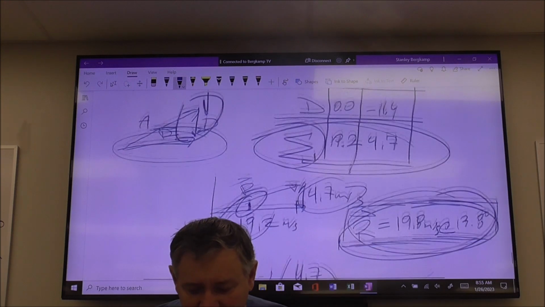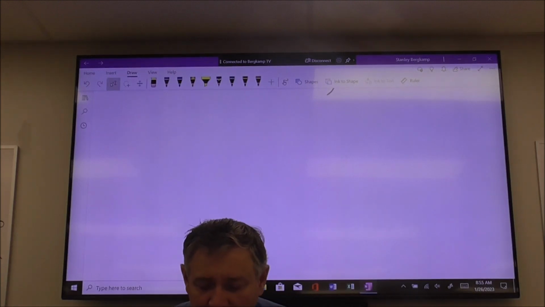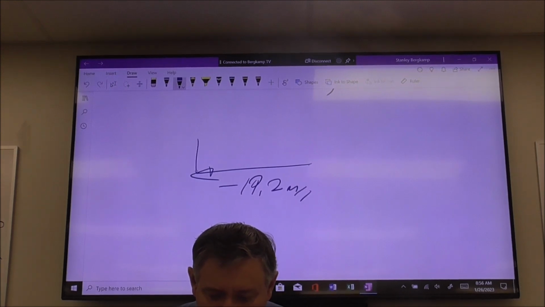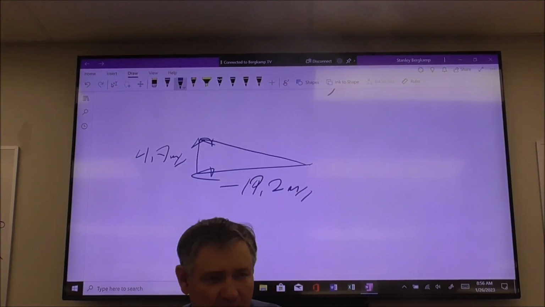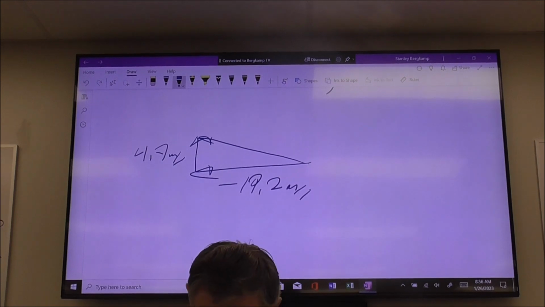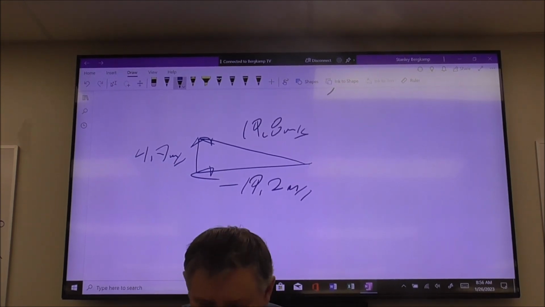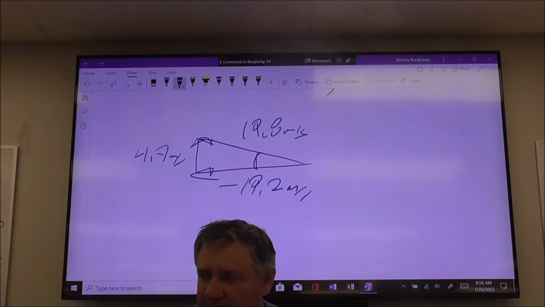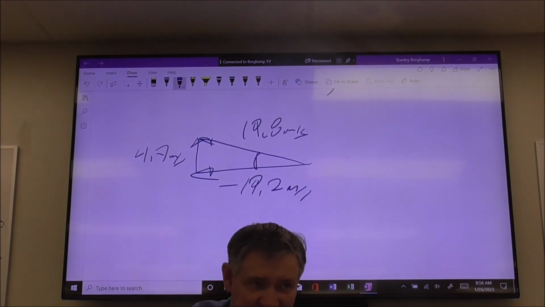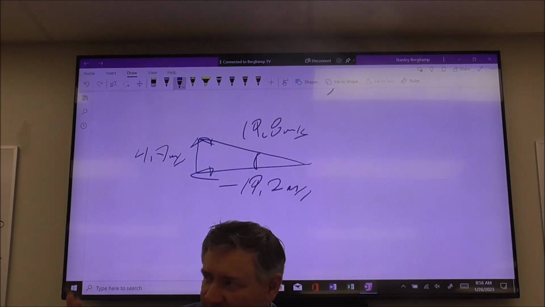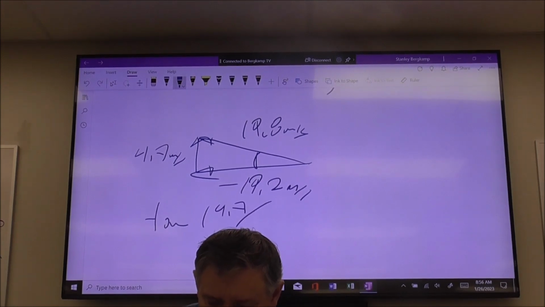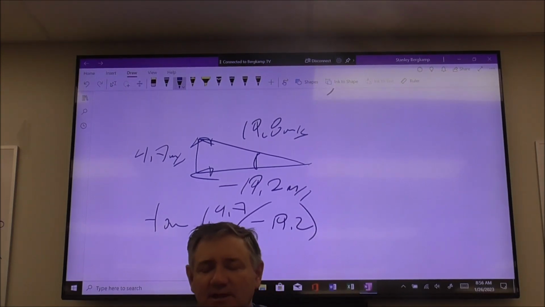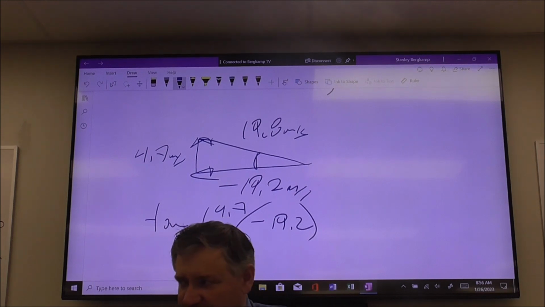Now, I want to play out a scenario. Let's just say that had been negative 19.2 meters per second and a positive 4.7 meters per second. The hypotenuse is still going to be the same, 19.8 meters per second. Now, this is where your calculator lies to you. This is why you make a sketch. So somebody plug into your calculator the inverse tangent of 4.7 divided by negative 19.2. Tell me what your calculator says the answer is.